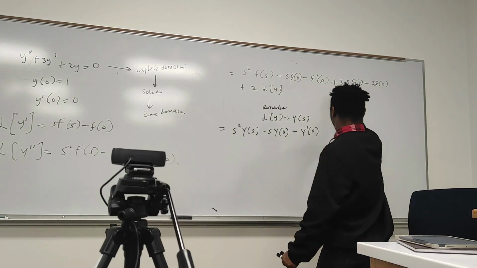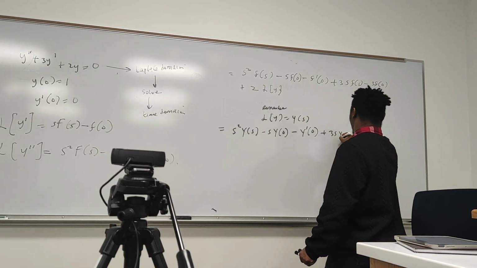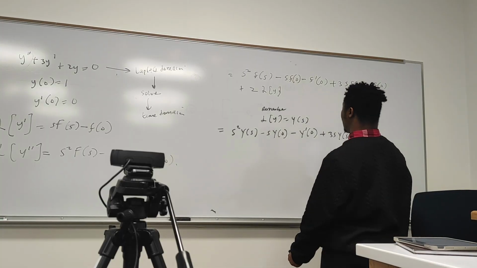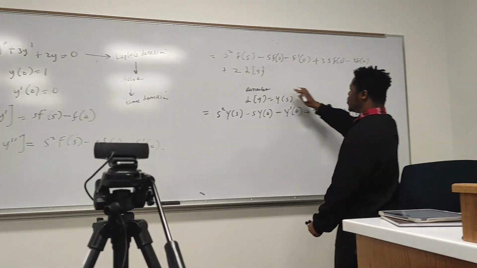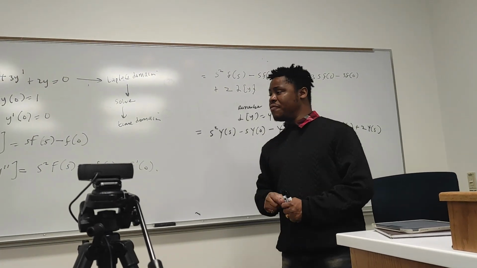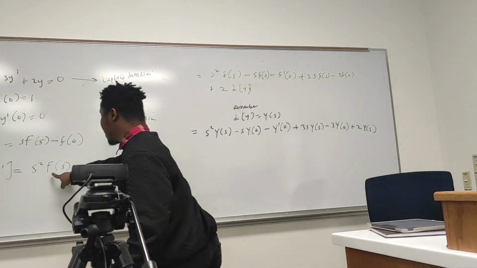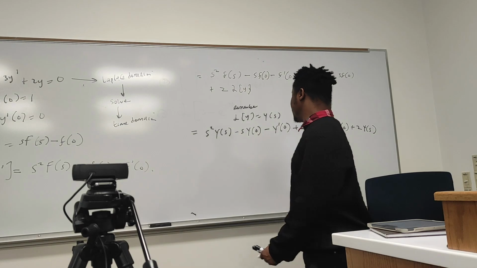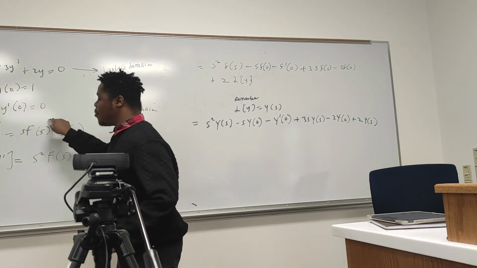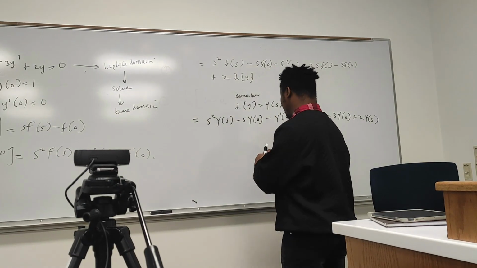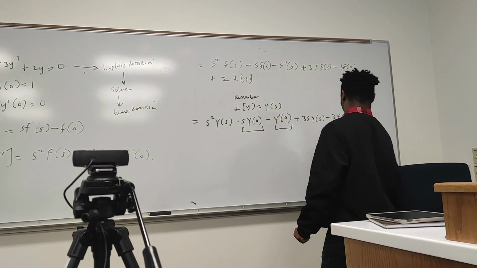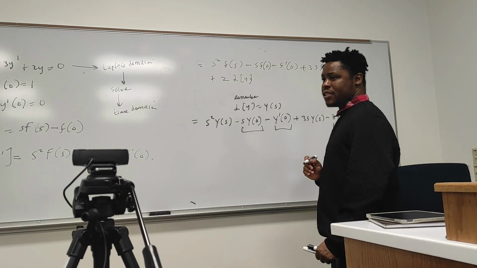So we use it. Then plus 3s y of s minus 3y of 0 plus 2 y of s. Let's remove the f and make it so that what this function means is y, so that becomes easier. We are told that y of 0 is 1 and y prime of 0 is 0. So here is y of 0. This is y of 0. And this is y prime of 0. Right? This is y of 0. So let's replace it. We're told.